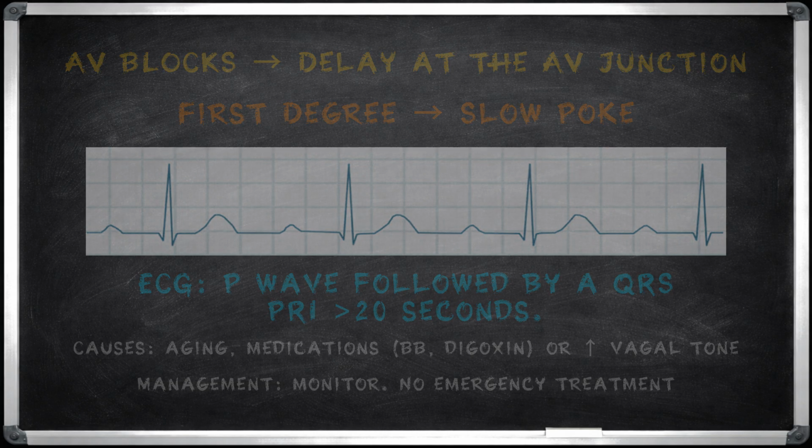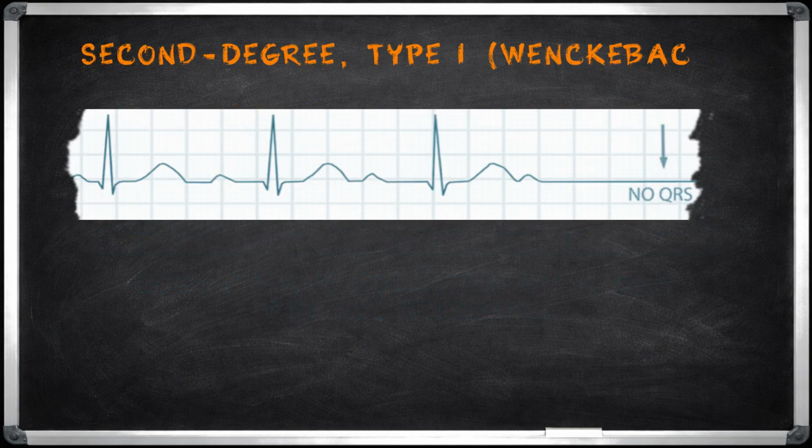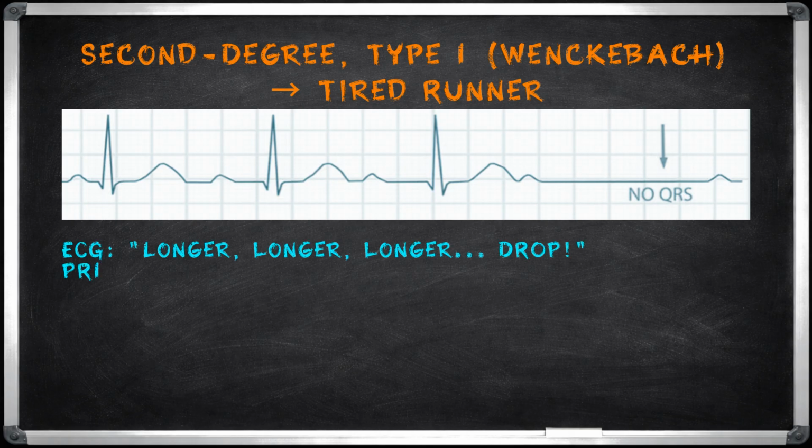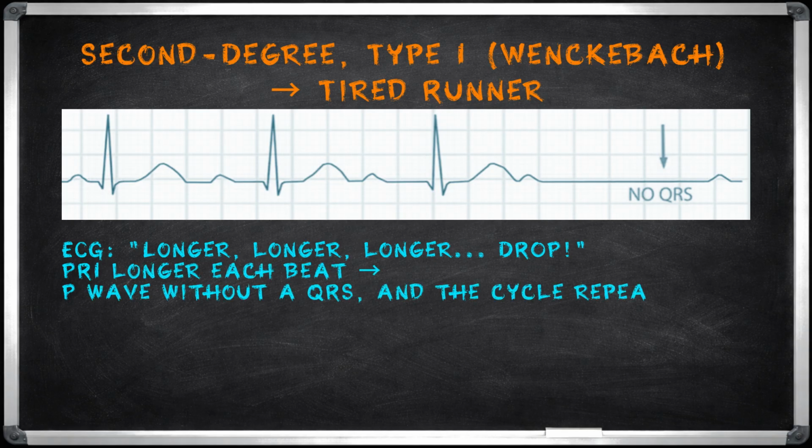Alright, next is second degree AV block, type 1, or Wenckebach. Think of it as a tired runner. This is where it gets interesting. The conduction gets progressively slower until one impulse doesn't make it at all. The classic ECG pattern: longer, longer, longer, drop. You see the PR interval getting longer with each beat, then a P wave without a QRS, and the cycle repeats.